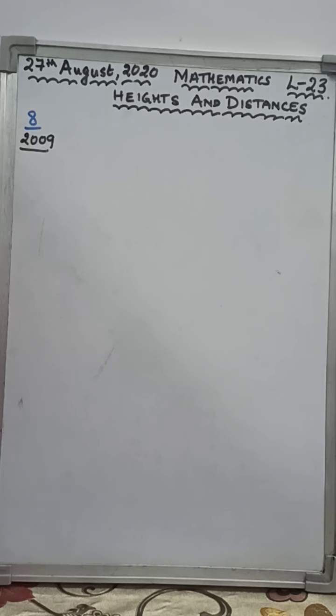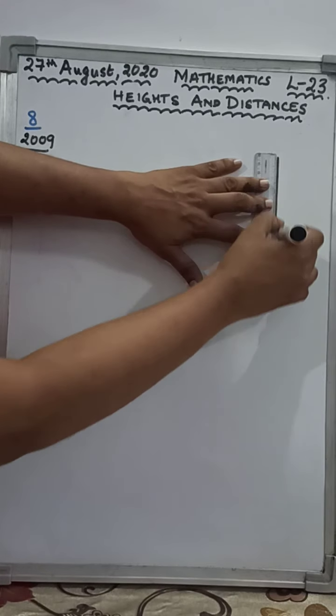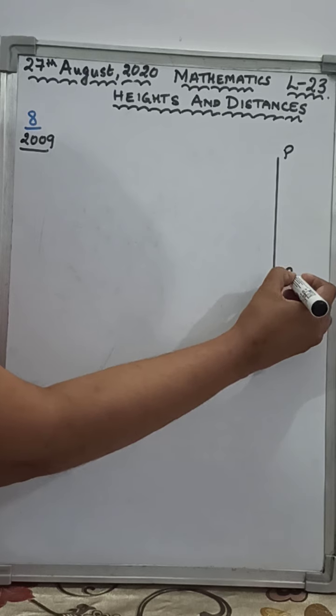Question number 8, 2009 question. The question says that from 2 points A and B on the same side of a building. So, suppose the building is PQ. This is your building, PQ.